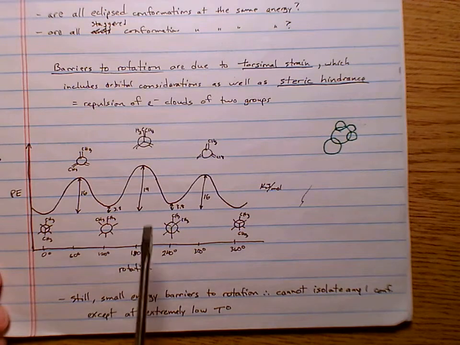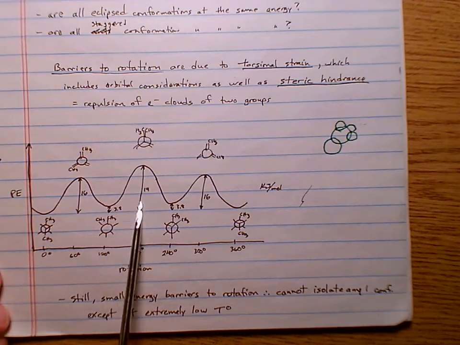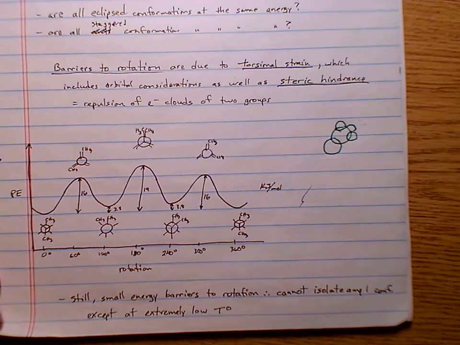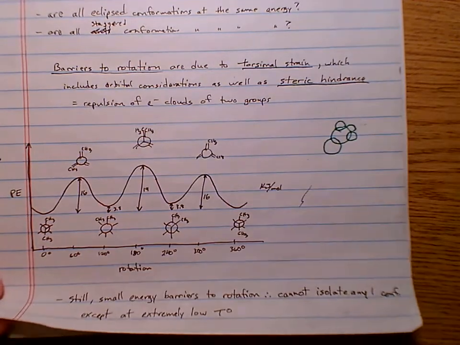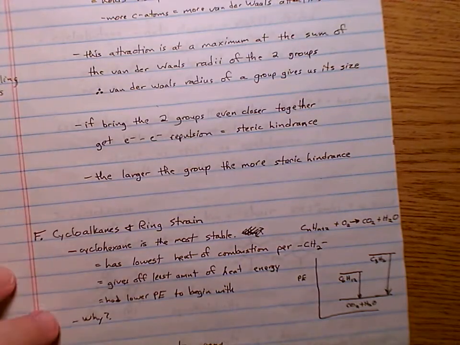However, even though this fully eclipsed conformation, the two methyl groups eclipsing each other, has a higher energy gap, this 19 kilojoules per mole energy gap, it is still not enough to stop the rotation along that bond in butane. That molecule is still just rotating all over the place.